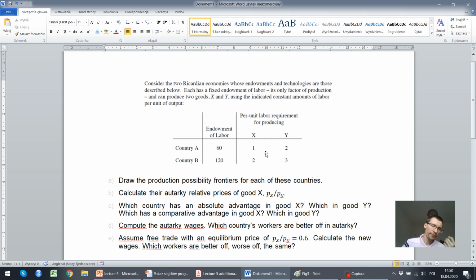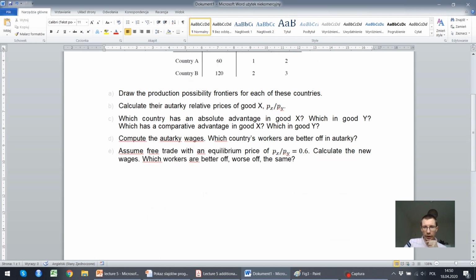And here you can see what are the technologies of producing those two types of goods in the two countries that we analyze. To put it simply, this is per unit labor requirement for producing 1 unit of this particular good. So to produce 1 unit of good X in country A, you need 1 unit of labor. To produce 1 unit of good Y in country A, you need 2 units of labor. The same for good X in country B, and good Y in country B is produced using 3 units of labor. So this is the environment that we are analyzing. And in this environment, we have to draw the production possibility frontiers for each of these countries.